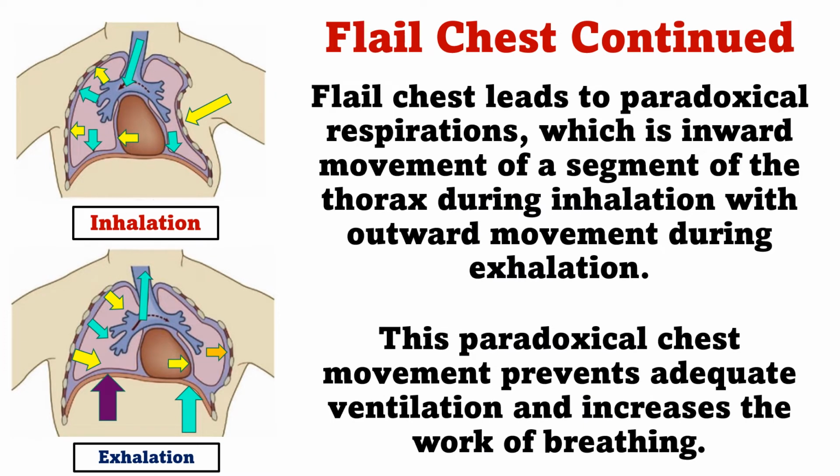Flail chest continued. Flail chest leads to paradoxical respirations, which is inward movement of a segment of the thorax during inhalation with outward movement during exhalation. This paradoxical chest movement prevents adequate ventilation and increases the work of breathing.